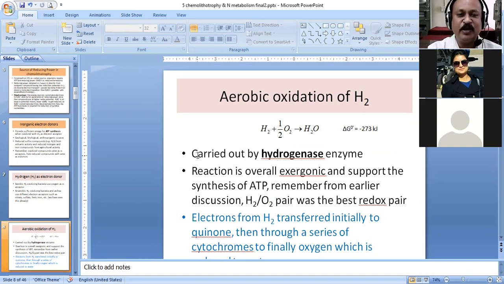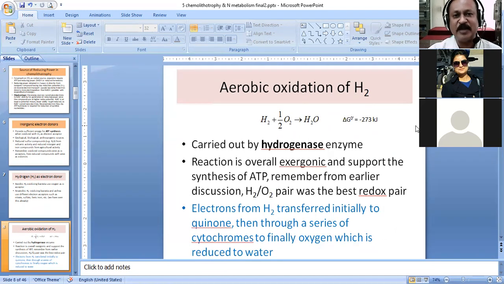Now this particular activity of oxidation of hydrogen is carried out by an enzyme called hydrogenase. Hydrogenase can split the H2 molecule to yield protons and electrons. There are 2 types of hydrogenases. I think I have already mentioned the 2 types of hydrogenases.